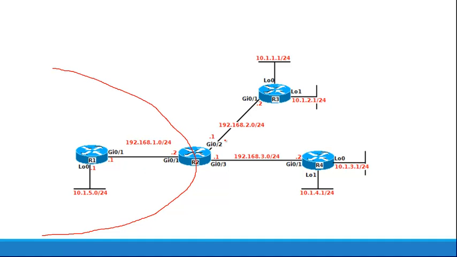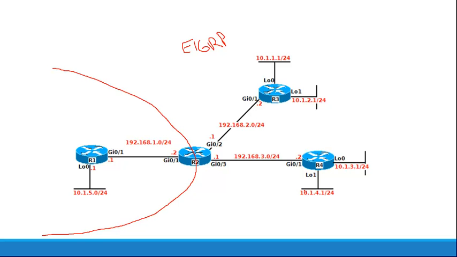Everybody's running EIGRP at first. Right now, all the routers are running EIGRP. I have them configured for IP addresses. They're all routing. I can ping from 10.1.5 all the way through to all of these other networks.